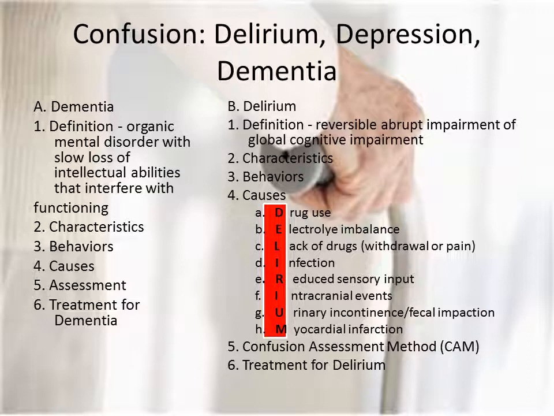So we use the confusion assessment method, another tool you're going to be using, as a diagnostic algorithm. And we treat delirium by finding the cause and treating the cause, and then use medication for the behavior that is problematic.